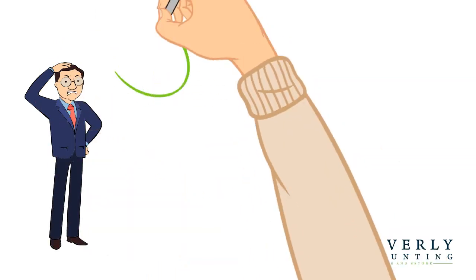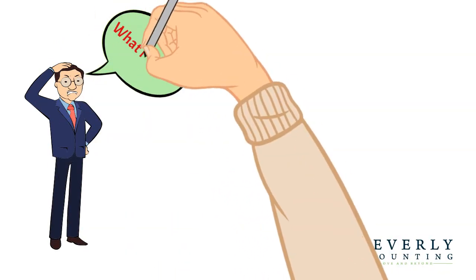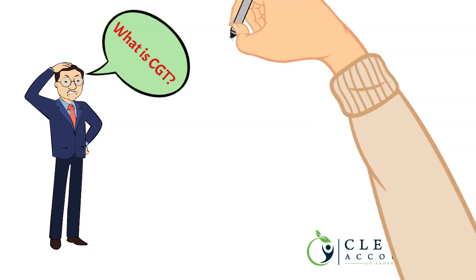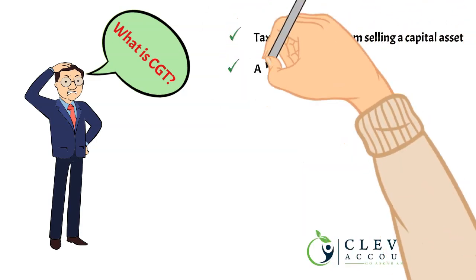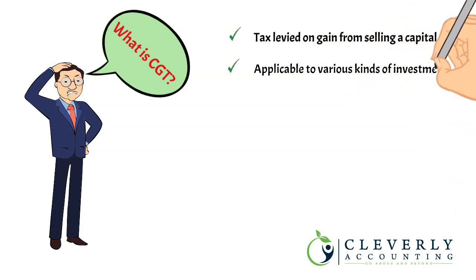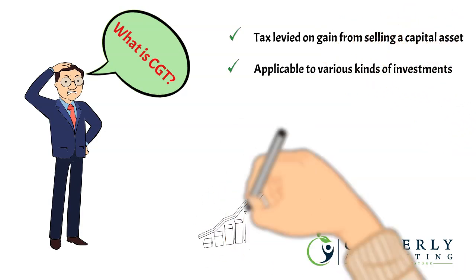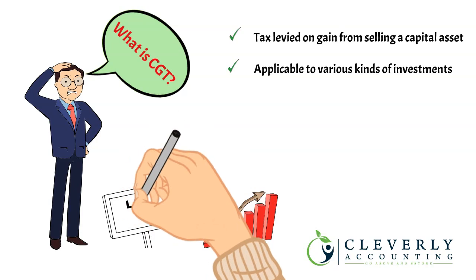Let's begin with the definition of CGT. CGT is a type of tax that you pay when you sell an asset that has increased in value over time. This tax is applicable to various kinds of investments, such as stocks, properties, and land.